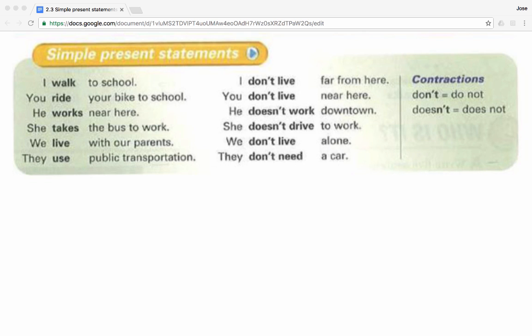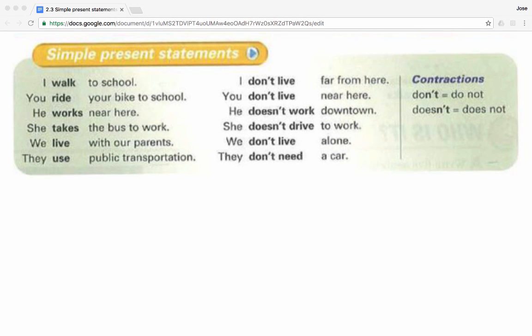Contractions. Don't equals do not. Doesn't equals does not. The examples illustrate how we can form positive statements and negative statements. Let me start by explaining how we can form positive statements.